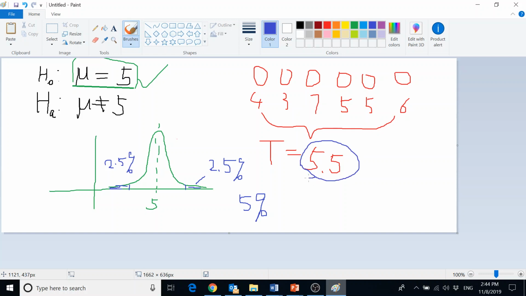So if it falls in here, you're gonna say, you know what? It is likely I'm gonna reject it, because those are called the rejection zone. If your sample statistic comes into those zones, you're gonna reject your H naught. Yeah, but if it's within here, then you cannot reject your null hypothesis.